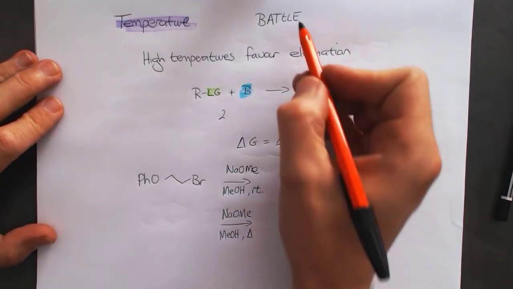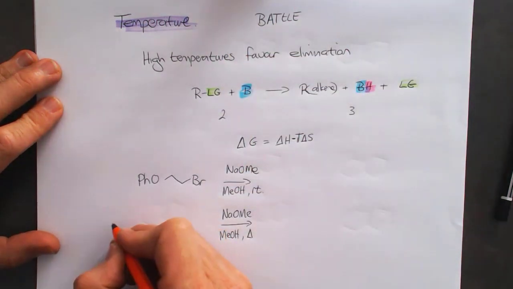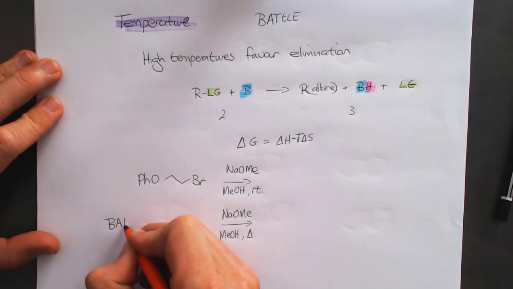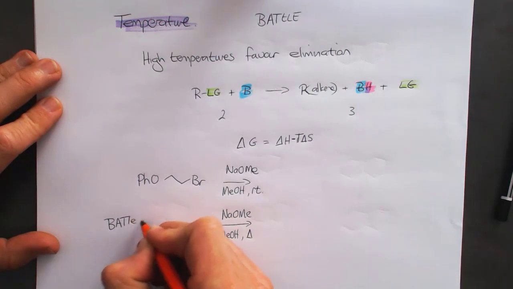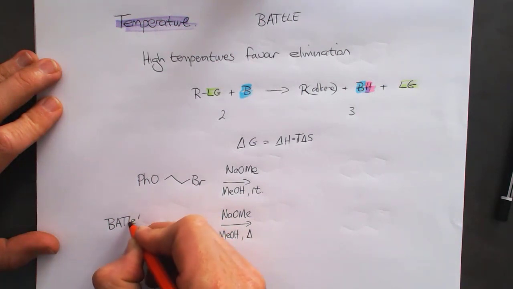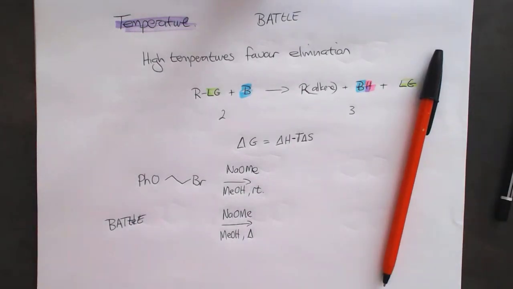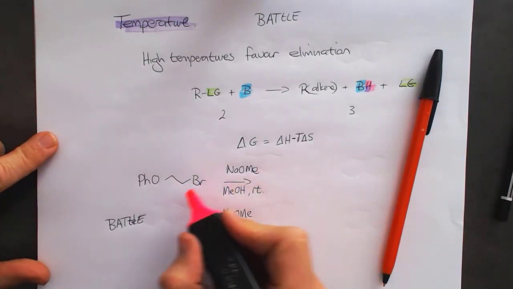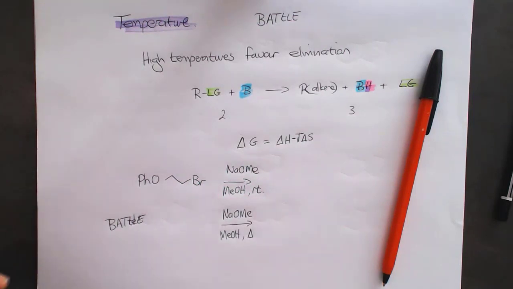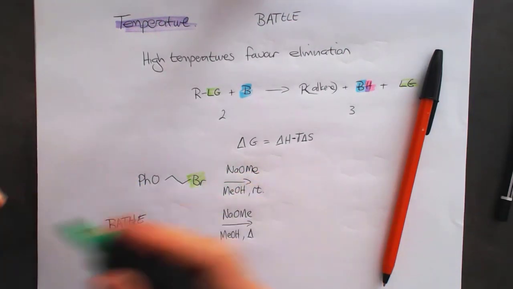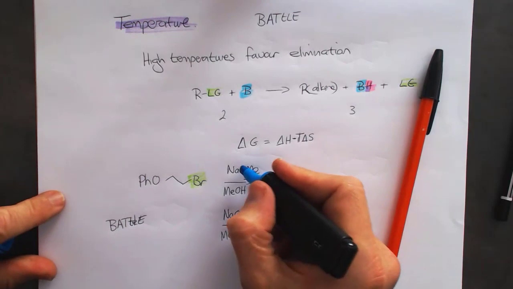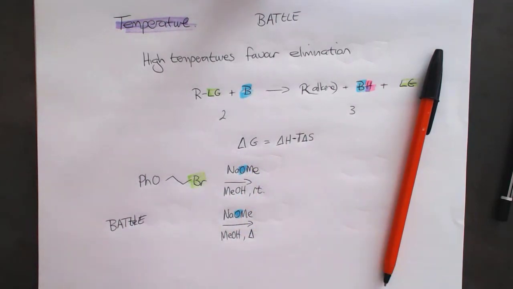And so this is where this needs to be looked at very carefully. So we've got our BATTLE. We look at this initially and we see, is an elimination possible? Yes, we've got a leaving group over there, and we've got our O minus over there. And so what we have is definitely a chance for an elimination to occur.